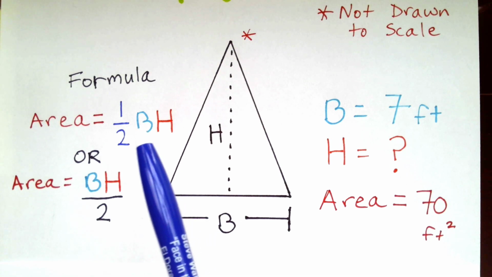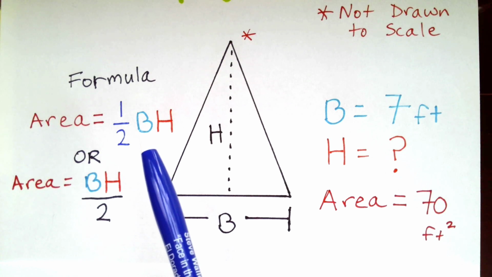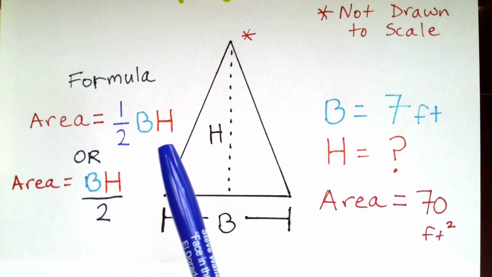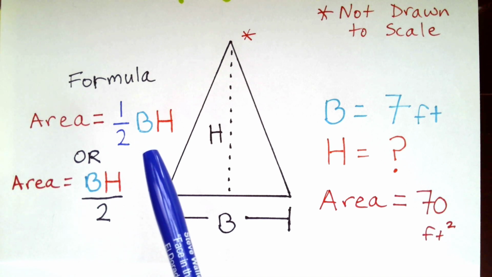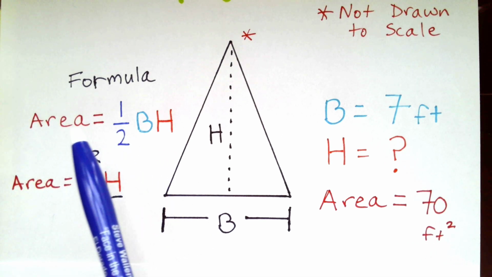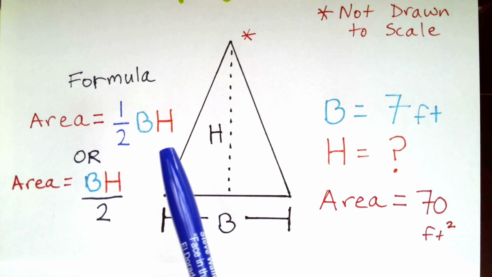Now, if you're not familiar with this, anytime you have a value or a variable, which is a letter B, letter H, right next to each other, that means multiplication, right? So to follow through with this area formula, you're going to multiply 1/2 times the base times the height.